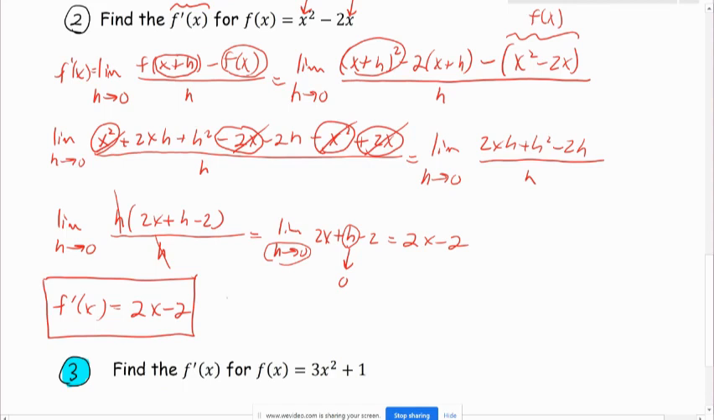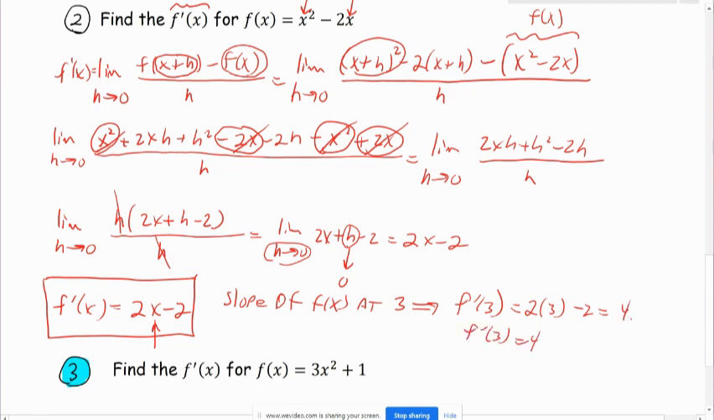So now that I have this derivative, if I want the slope of f of x at 3, for example, that would be f prime of 3. So now that I have a derivative function, I can just plug in right here in place of the x. So that would be 2 times 3 minus 2, which is 4. So now I know that f prime of 3 is equal to 4, which means I know the slope of the tangent to the curve at x equals 3 is 4.